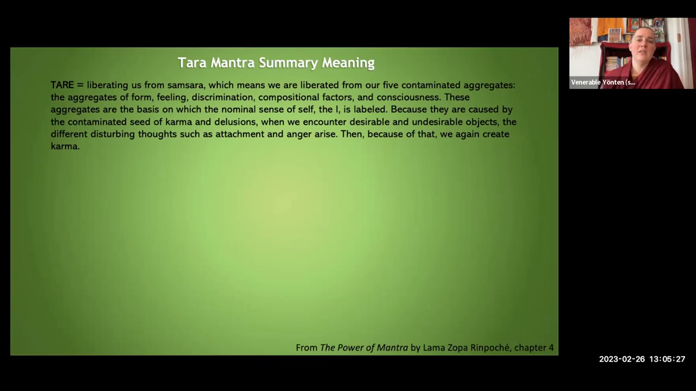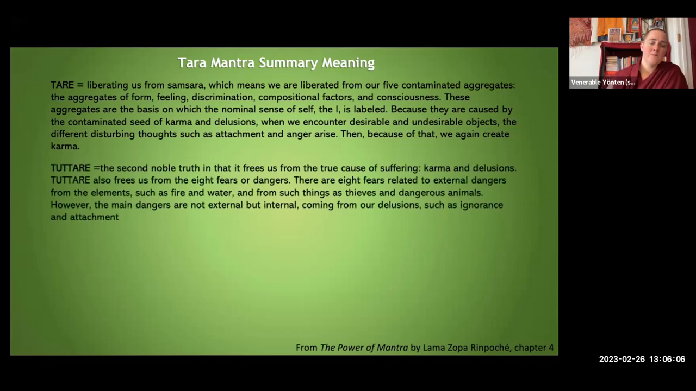These aggregates are the basis on which the nominal sense of self, the I, is labeled. Because they're caused by the contaminated seed of karma and delusions, when we encounter desirable and undesirable objects, the different disturbing thoughts such as attachment and anger arise. Then because of that, we again create karma. So Tare is liberating us from that samsara. So we're remembering that samsara is reflected in our outside world, but is not our outside world. Samsara is our five contaminated aggregates bound by karma and disturbing emotions. So we want liberation from that. And then Tu Tare, the second noble truth, in that it frees us from the true cause of suffering, karma and delusions.